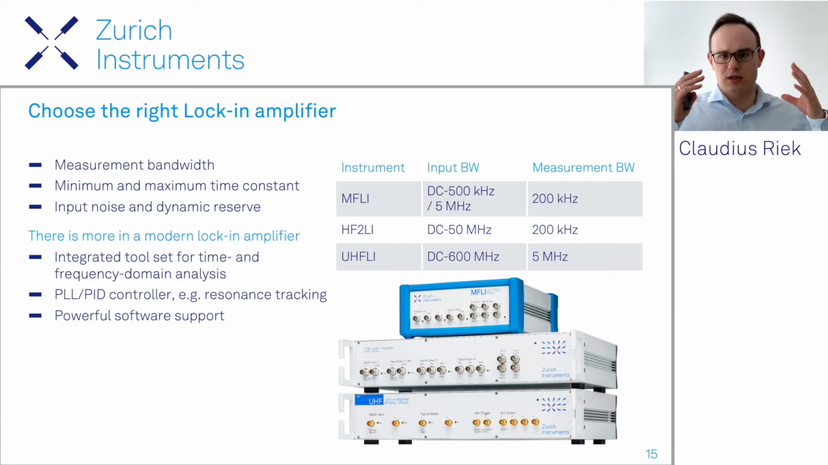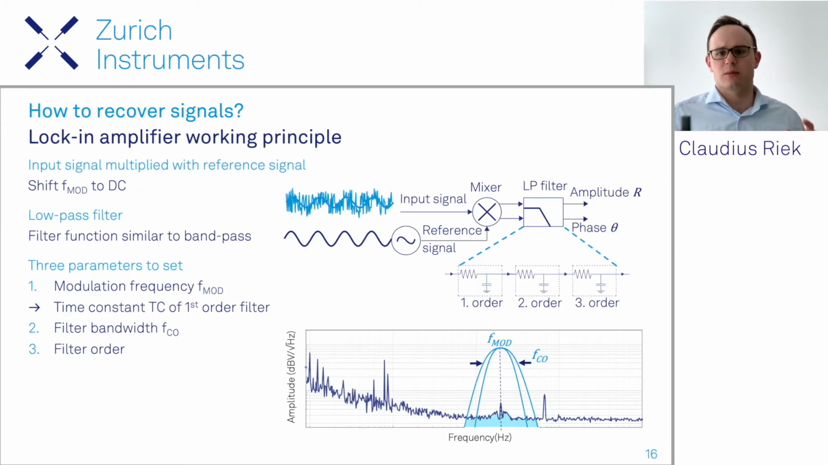And of course what is key to be very fast in capturing data in the lab and setting up experiments is that you have a great tool set in your lock-in amplifiers. For example, you have time domain and frequency domain analysis in parallel. You have the PLL and PID controller, for example, if you want to do resonance tracking, things like that additionally. And of course, you need to have powerful software support. But now let's jump back to the actual experiment. How does a lock-in amplifier work? How is it actually able to achieve those high signal-to-noise ratios?